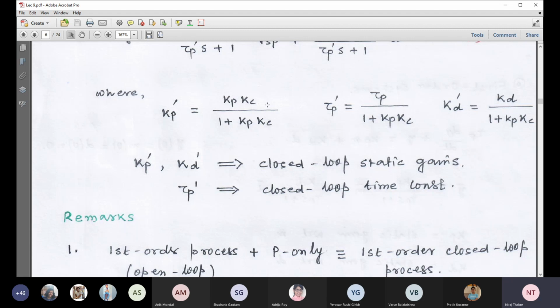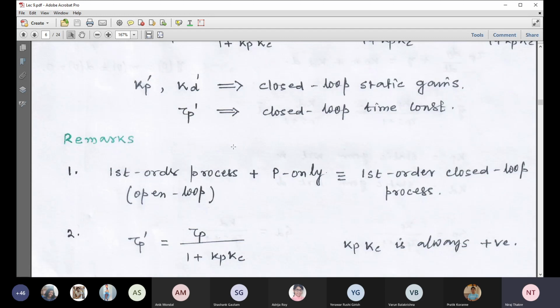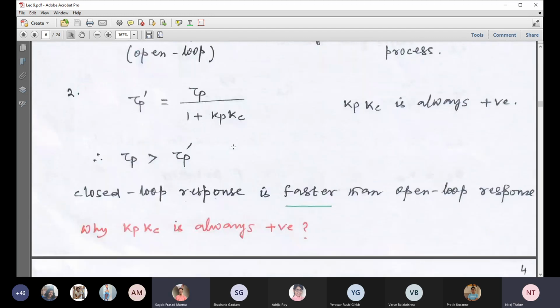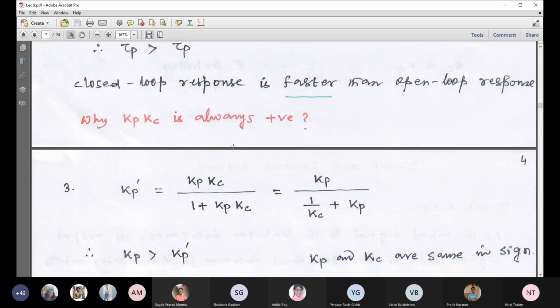Okay, I'm giving one hint. KP and KC, they are same in sign. If KP is negative, KC is also negative. If KP is positive, KC is also positive. Now can you tell? KP and KC both are same in sign. In that case, which one is greater, KP or KP prime? KP is greater. You see? KP is greater.